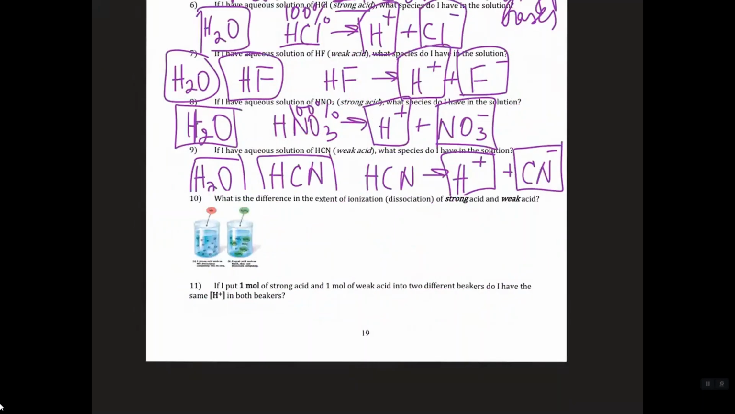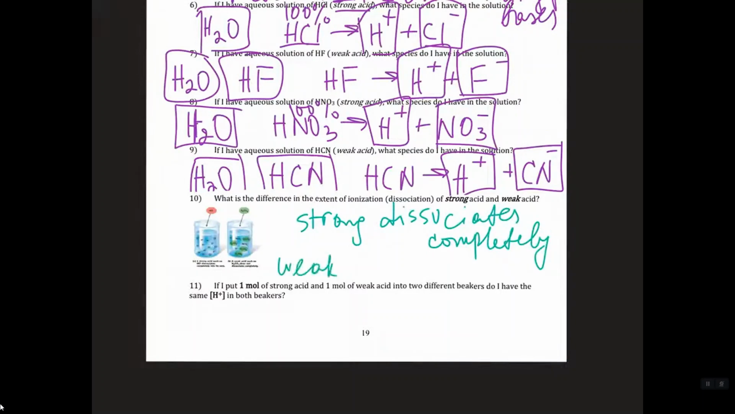Next question. What is the difference in the extent of ionization, or dissociation in other words, of strong versus weak acid? Strong dissociates completely, and weak dissociates only partially.